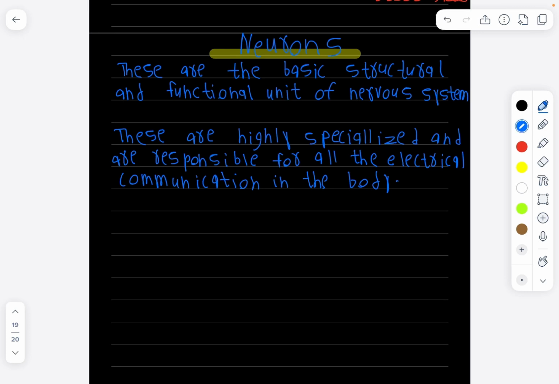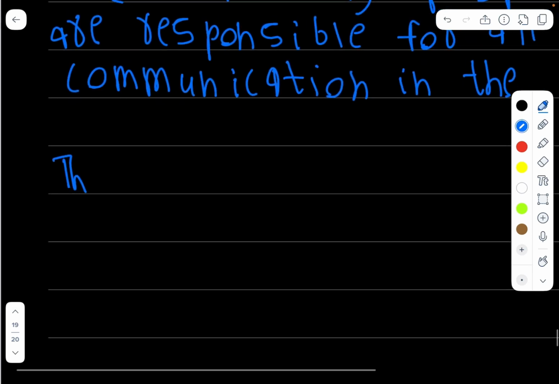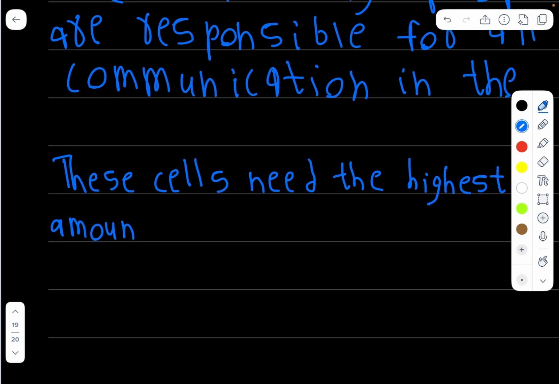These cells need the highest amount of energy.